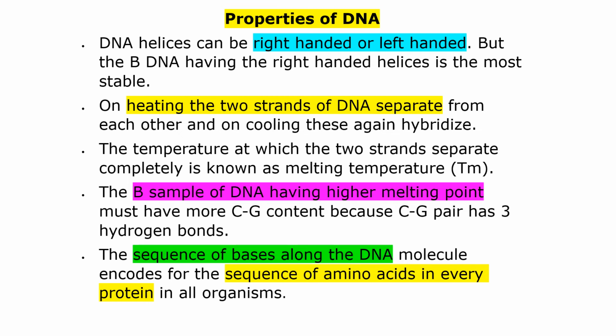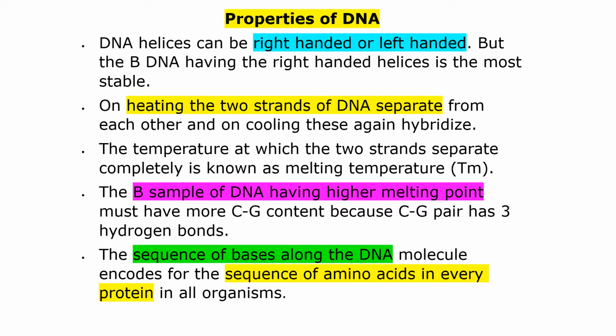Then, properties of DNA. DNA helices can be right-handed or left-handed, but B-DNA, having the right-handed helix, is the most stable. On heating the two strands of DNA, they separate from each other, and on cooling, they hybridize again. The temperature at which the two strands separate completely is known as the melting temperature. The B sample of DNA has the higher melting point. It must have more C and G content because a CG pair has 3 hydrogen bonds, which gives it stability.